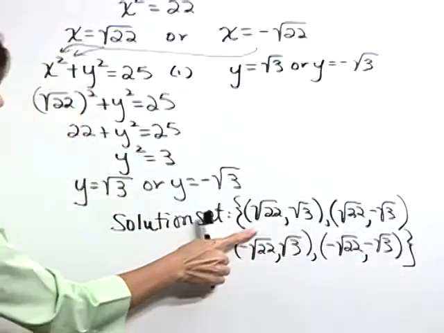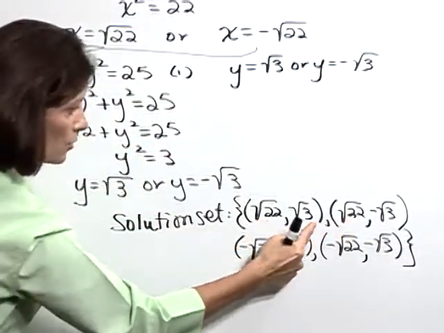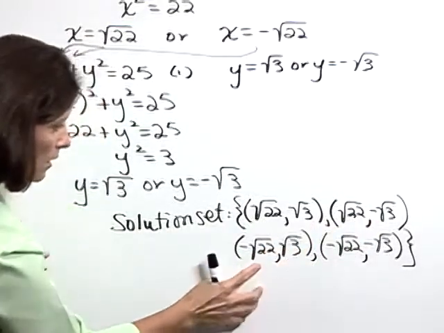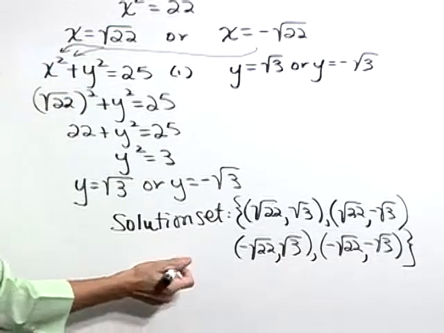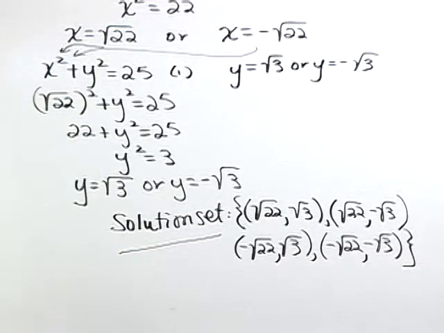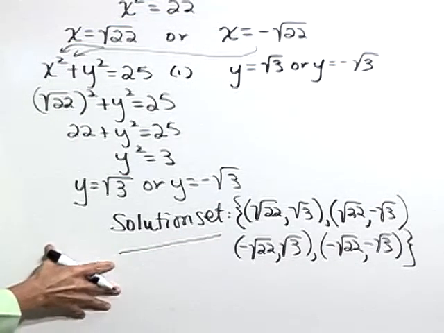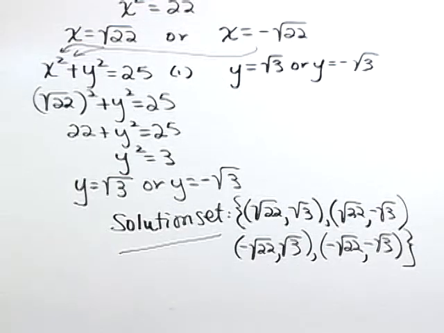So let's just check that. We've got our positive root 22 with plus or minus root 3, our negative root 22 paired with plus or minus root 3. It's always a good idea to check these solutions in your original equations. A check does verify that we have the correct solution set.